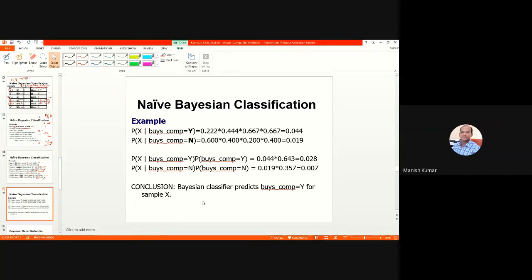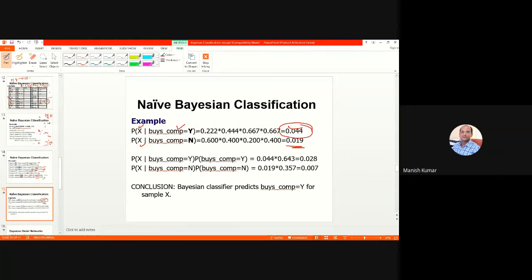While doing that, you will be getting 0.044, and in case of class no, you will be getting 0.019. What it depicts is that this is the probability of sample X given that class is yes. Whereas in this case, this is the probability of sample X given that class is no.